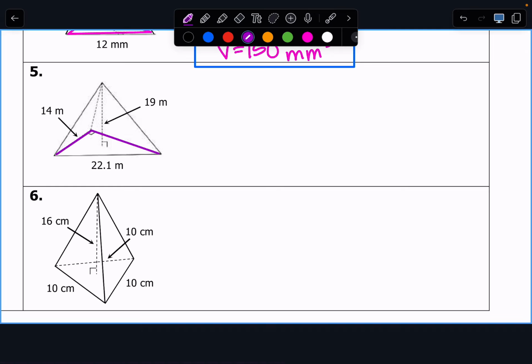Why are you groaning? Pythagorean theorem. Why? Because we don't got the height. Oh, I get it. Okay, if our base is this triangle, it's a right triangle, which means we need the two legs. This side is 14, the hypotenuse is 22.1, but we don't have the other leg of our triangle. So yes, oh man, we have to do Pythagorean theorem.